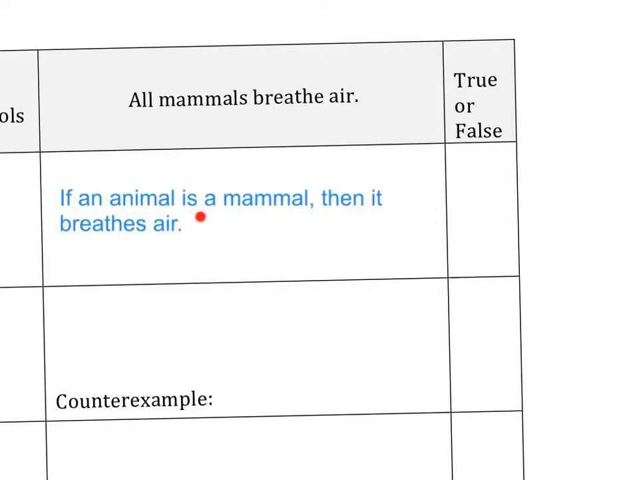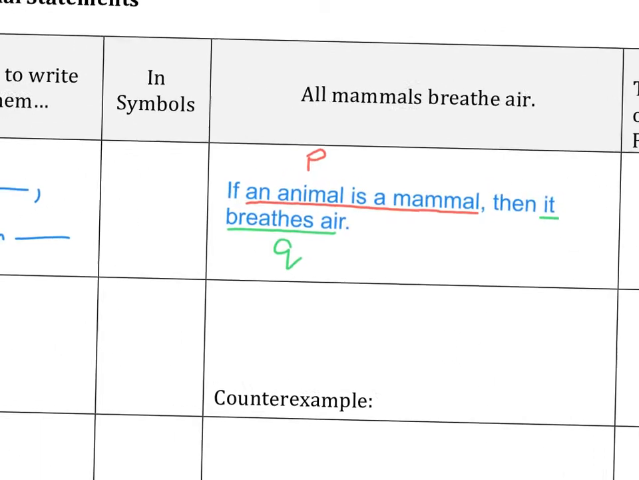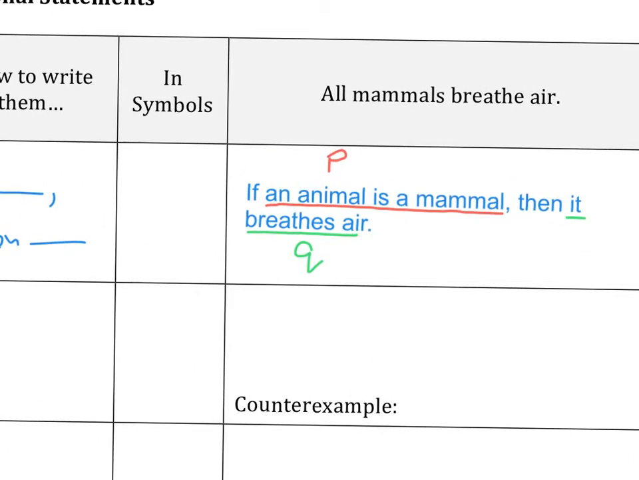If an animal is a mammal, then it breathes air. And so we think about what's going on. Again, this right here, an animal is a mammal, is my hypothesis, and we can also call that P, just for brevity's sake. And it breathes air is my conclusion, but we often just simply call that Q. And the reason for that is because my if-then statement can be written as this: P with an arrow to Q. In other words, if you get to P, then you are forced to go on to Q.